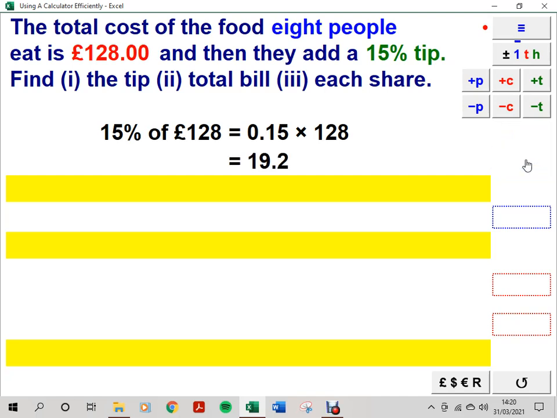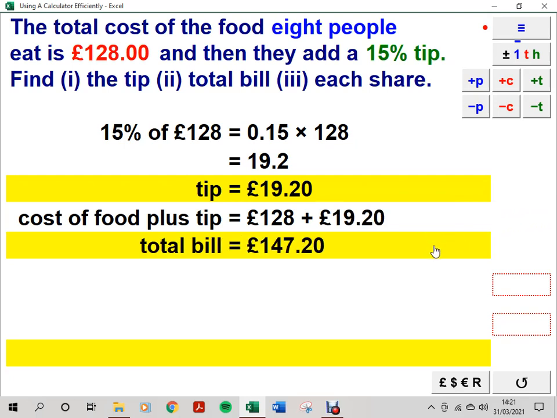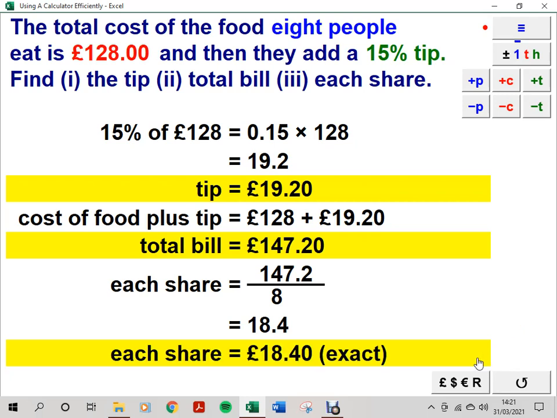We reach for our calculators and the answer is 19.2, which we change to an amount of money, so the tip equals £19.20. The total bill is the cost of food plus tip. So we add these two numbers together and the total bill is £147.20. The third step, each person's share is the total bill divided by 8 people. We reach for our calculators and the answer is 18.4. Change this to an amount of money, so each share equals £18.40 exactly.